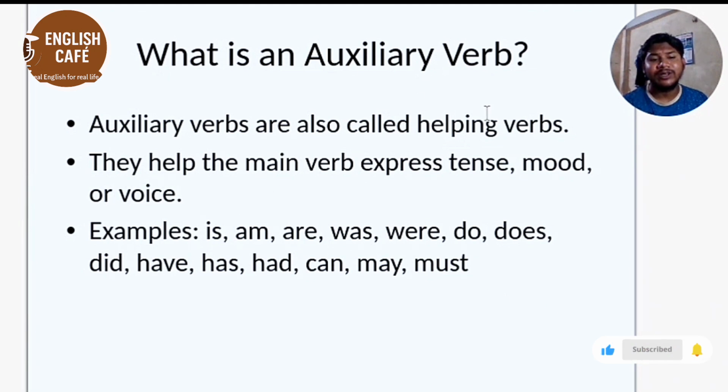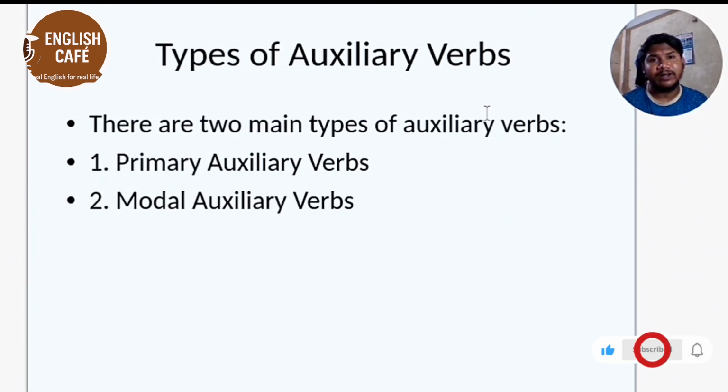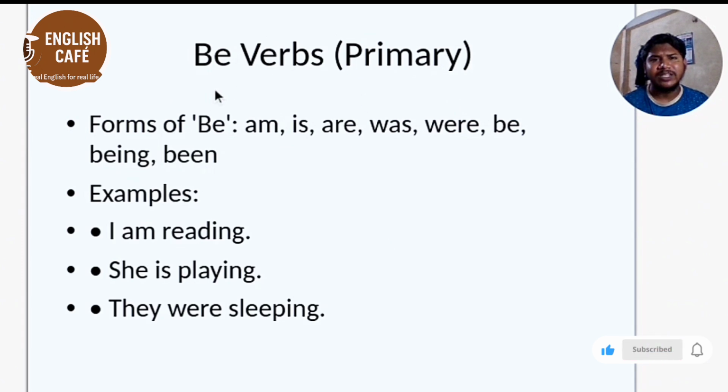Now we will try to understand several types of auxiliary verbs. So there are two main types of auxiliary verbs, and they are primary auxiliary verbs and modal auxiliary verbs. In this video, we will discuss in-depth knowledge about these auxiliary verbs. The first one is be verbs, and it's a primary auxiliary verb.